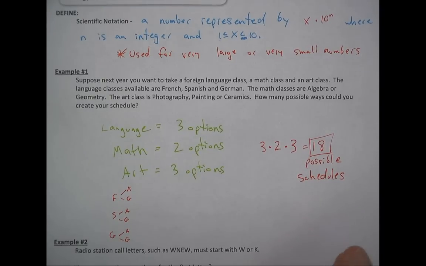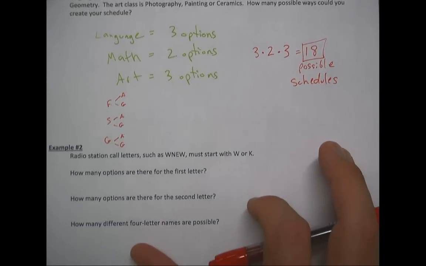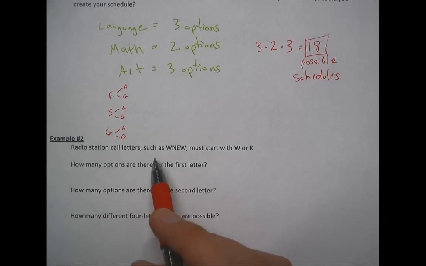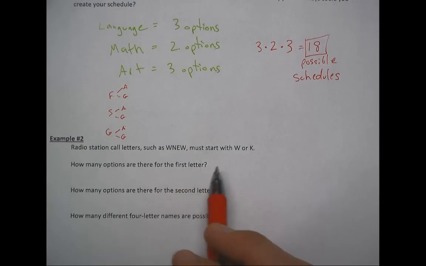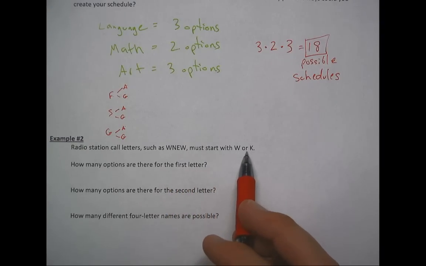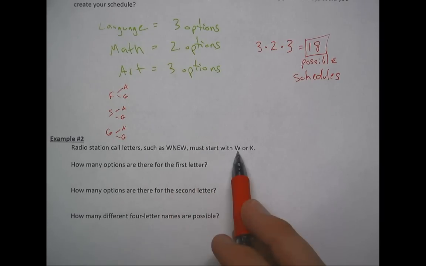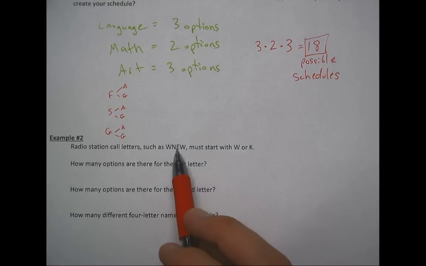Okay, and that's your counting principle. So let's try this with example number 2. Radio stations call letters such as W, N, E, W. They must start with a W or a K. So the name of a radio station is going to have 4 letters, and the first one has to be a W or a K, and the rest can be anything.